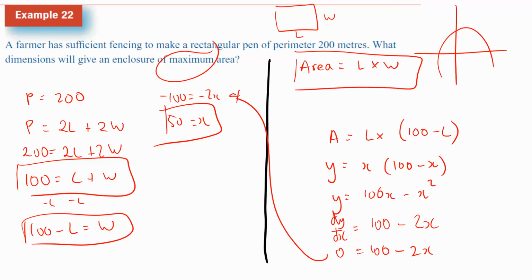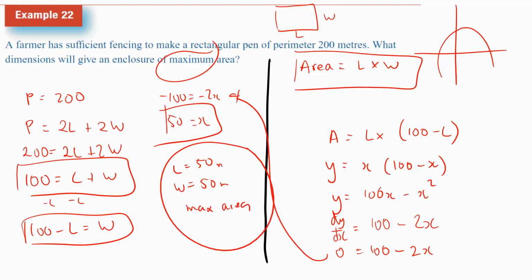You need to find the dimensions, length and width. So if you know the length is 50, how do you find the width? You sub it in, because the width is 100 minus whatever L was. L was 50. 100 minus 50 is 50. So the length is equal to 50 and W equals 50 in order to have maximum area. This is the correct answer, answering the question. So you'd say when length is 50 and width is 50 meters, that's when you have a maximum area.